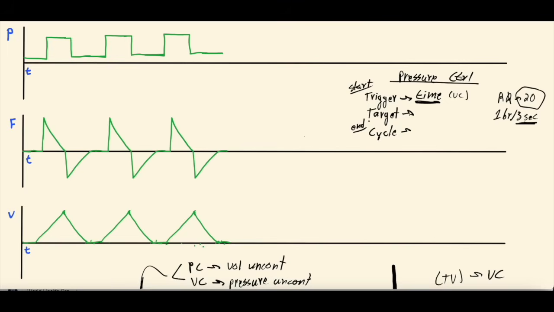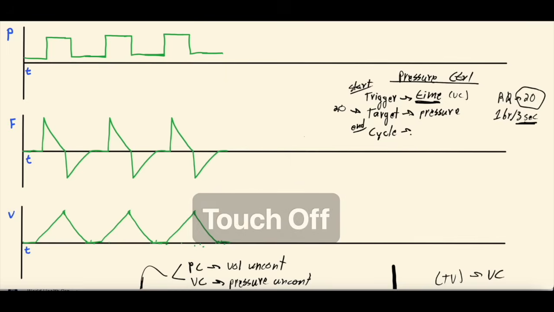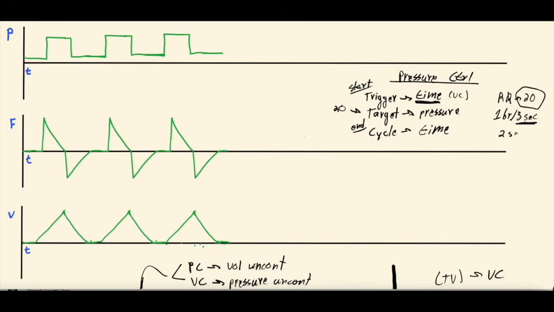And in pressure control, the target is the pressure you're setting. So you're setting a pressure, again, let's say it's 20, and you're telling the ventilator that you want it to give 20 millimeters of mercury with each breath, and that's what the ventilator is going to target. All right, so then how does it cycle? How does it end the breath? Well, time as well. Because each breath, and this is a more advanced setting, only lasts a certain amount of time. Let's just say, I'm just making this up for the sake of easy numbers, that the breath can last for 2 seconds.